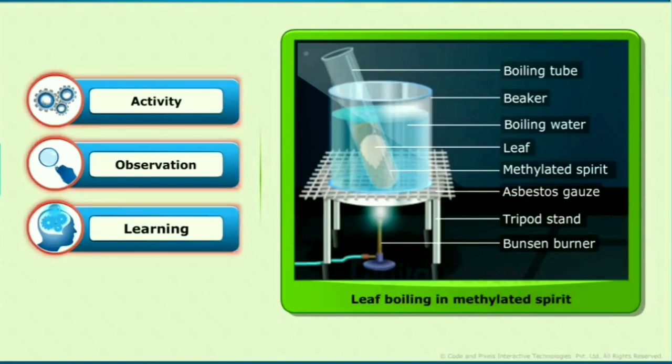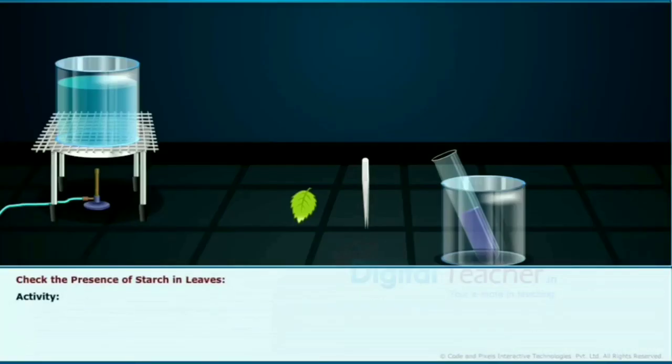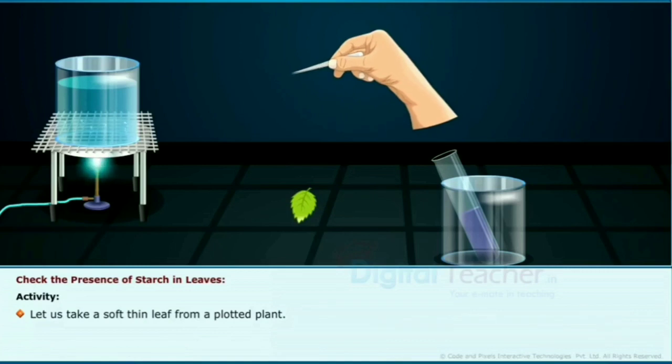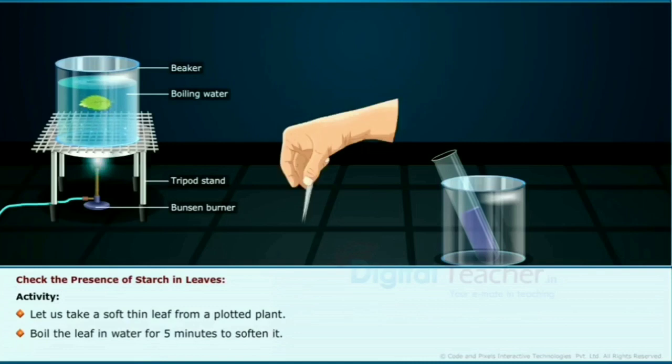Here, let us perform an activity to check the presence of starch in leaves. Click each tab to know more. Let us take a soft thin leaf from a potted plant. Boil the leaf in water for 5 minutes to soften it.